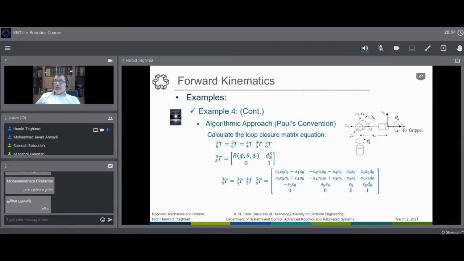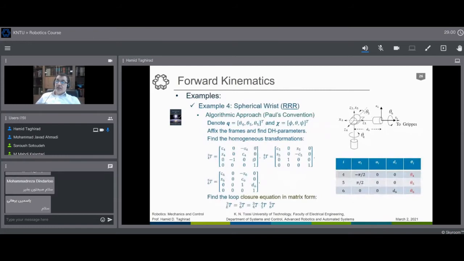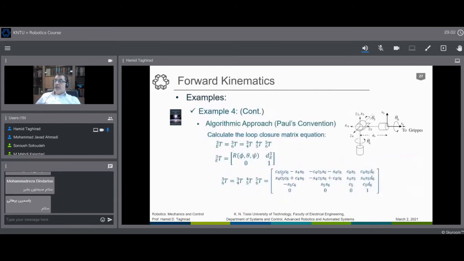And by multiplying these 3 homogeneous transformations we find in this part, we will see that we have a rotation matrix which is quite full in terms of these 4 parameters. Theta 4, theta 5, and theta 6 are written in here. And also the position comes in here.